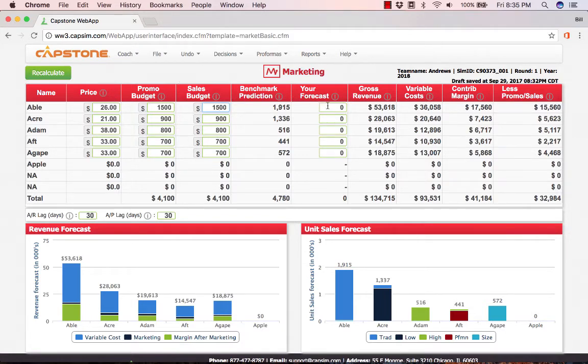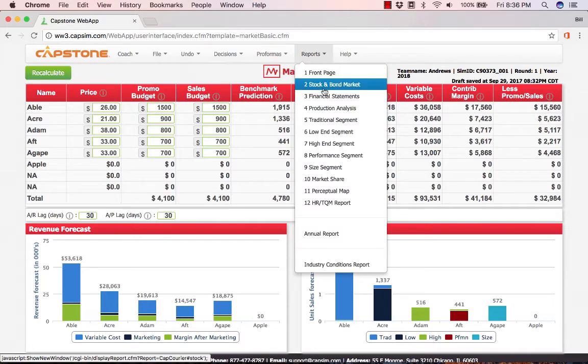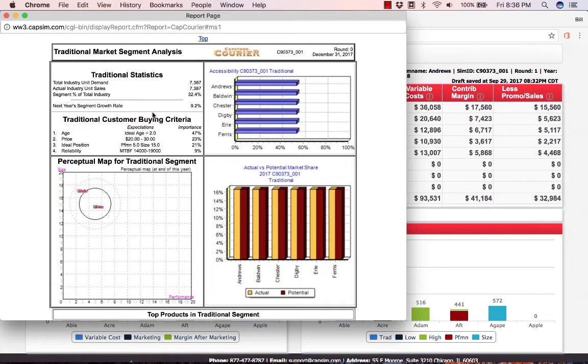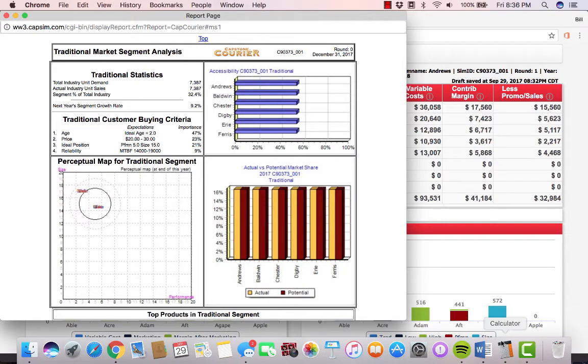How many of these puppy doggies am I going to sell? Well, as we've gone through and debriefed some of your rounds, you'll go to the Courier. You'll go to the traditional segment, which is what we're dealing with right now. You'll look here and it says that total industry demand this round was 73.87 with an expected growth rate of 9.2%. So I'm going to pull up my calculator here.